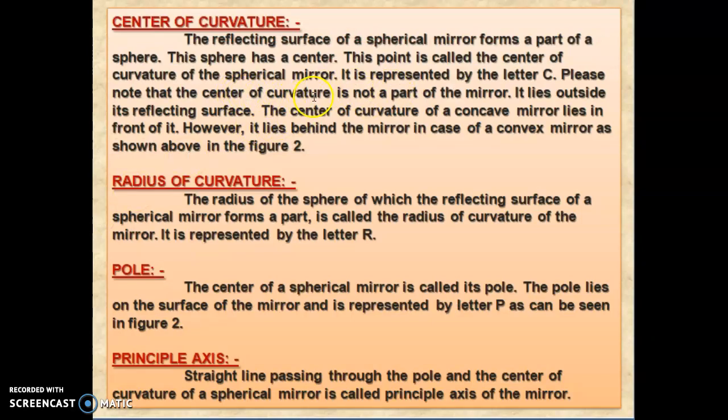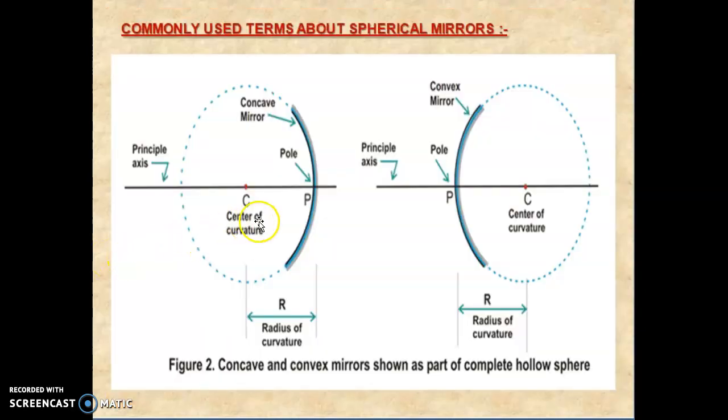Now please note the center of the curvature is not a part of the mirror. It lies outside its reflecting surface. The center of the curvature of the concave mirror lies in front of it, whereas it lies behind the mirror in the case of a convex mirror. So you can see that here. In a concave mirror it is in front of the mirror, and here in the convex mirror it is behind the mirror.